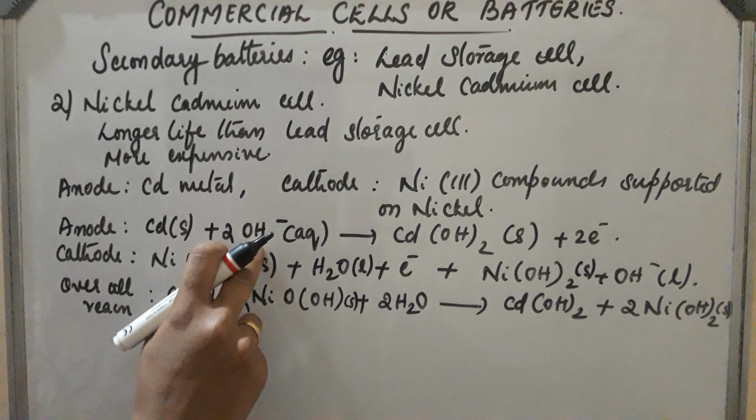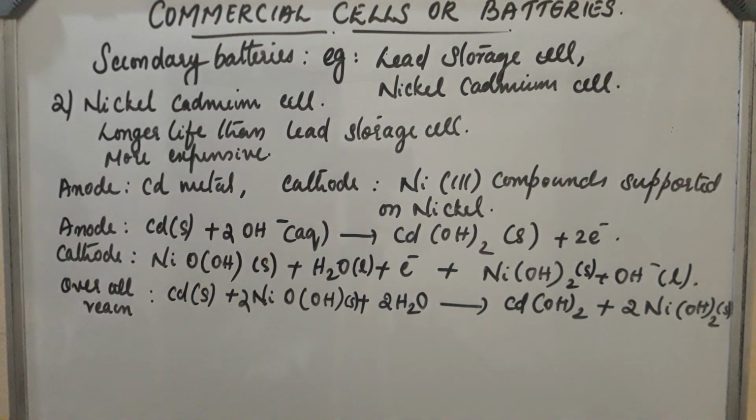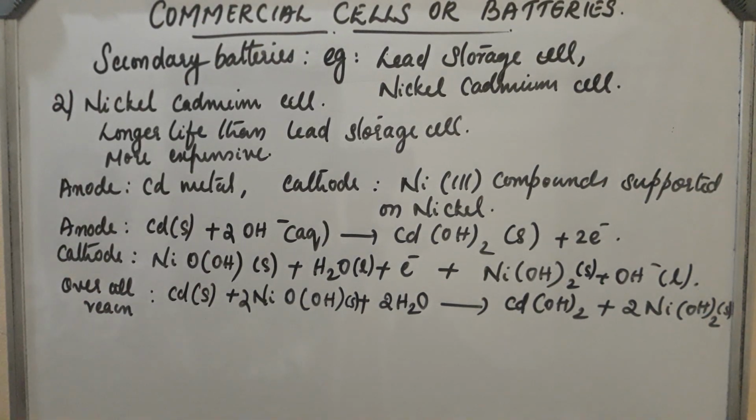At the anode this reaction takes place and at the cathode this reaction is taking place. So, the overall reaction will be like this. So this much about secondary batteries. This is the second secondary battery, the second example, the nickel cadmium cell. So this much about batteries or commercial cells.